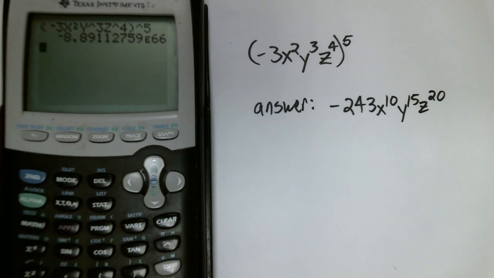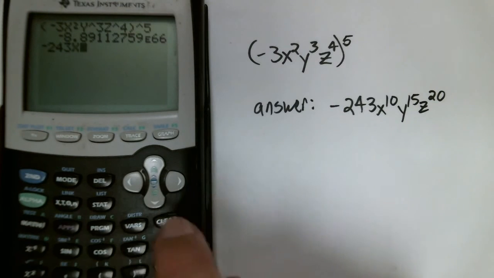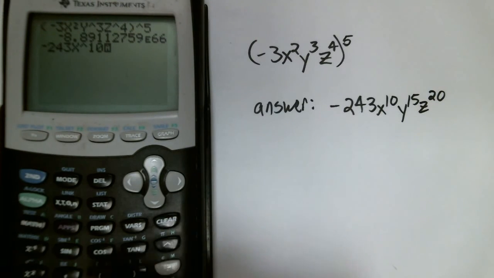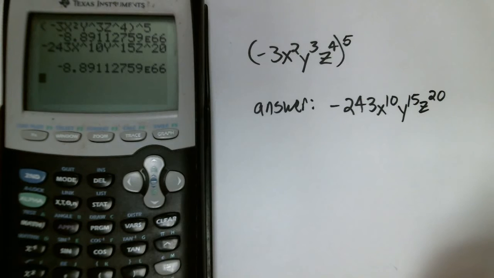Let's type in our answer and see if they match. So I type in negative 243 x raised to the 10, alpha y raised to the 15, alpha z raised to the 20, press enter, bam, they match. I get a grin on my face every time that happens.